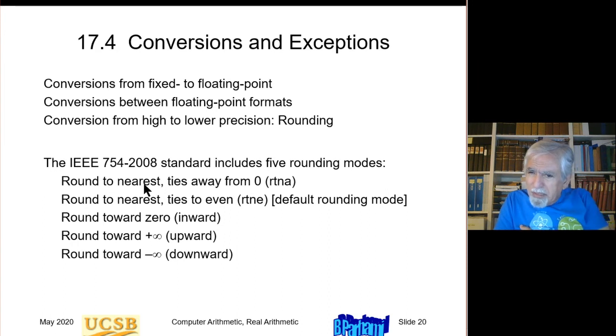Round to nearest ties away from 0. Round to nearest ties to even. This is basically the tie-breaking rule. I'll talk about this in a minute. That's the default rounding mode. So round to nearest ties to even is the default rounding mode. Round towards 0, or inward rounding. Round toward plus infinity, upward rounding. And round toward minus infinity, downward rounding.